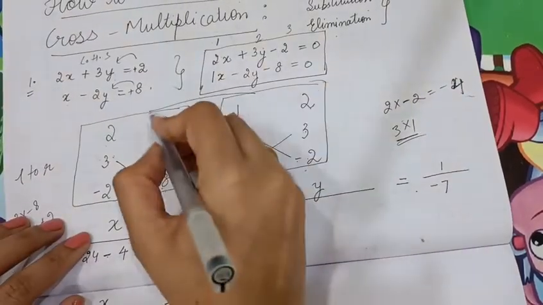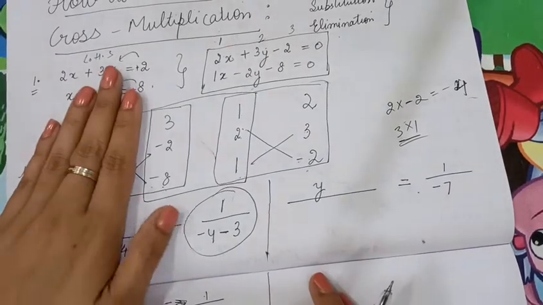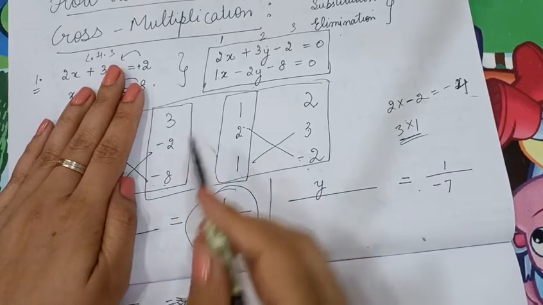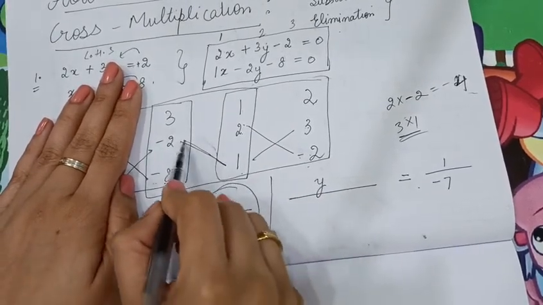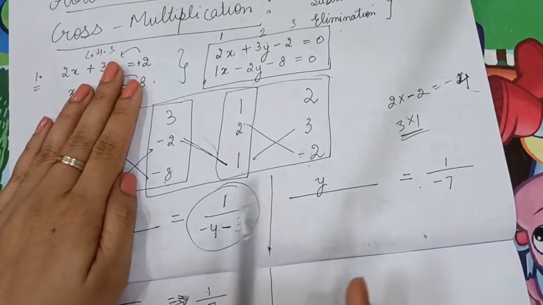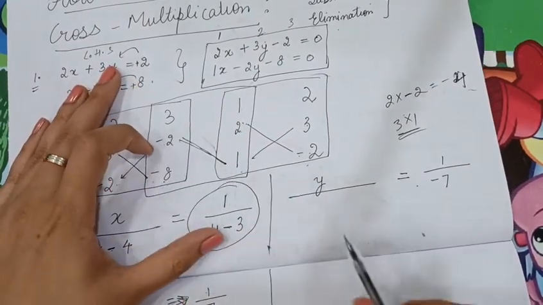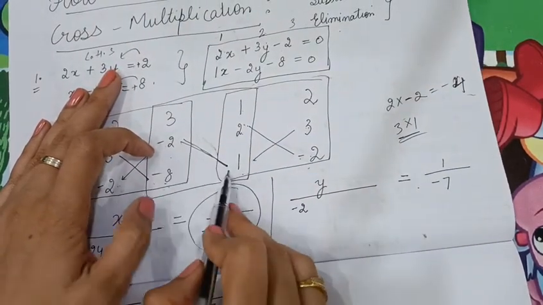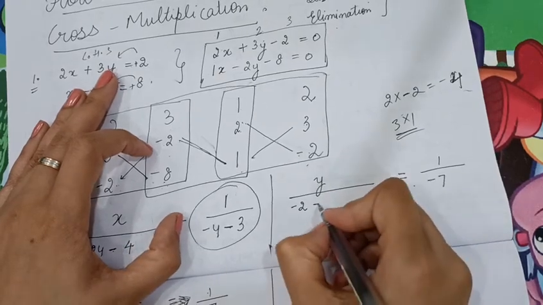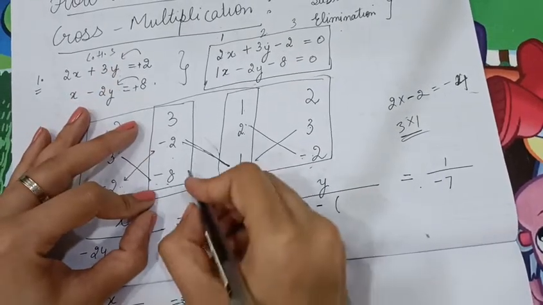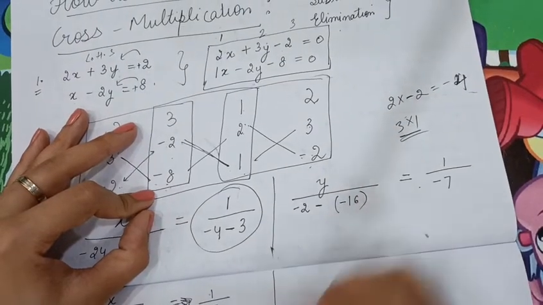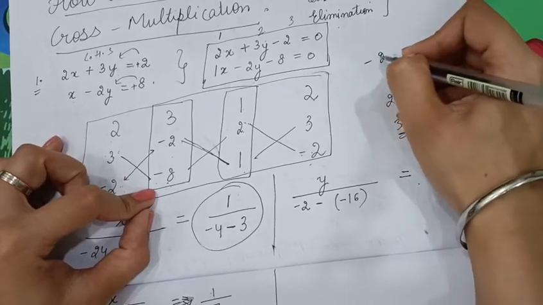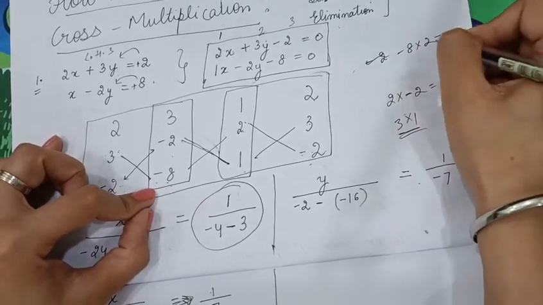Now for y, 3 1, the middle one we will be using this one. Now ignore this part. For y we will be using this part and this one. Same process. Left to right we will multiply. First we have to start like this only. Minus 2 into 1 is minus 2. Then again minus sign. Minus 8 into 2 is minus 16. Because one negative number, minus 8 into 2 is minus 16.